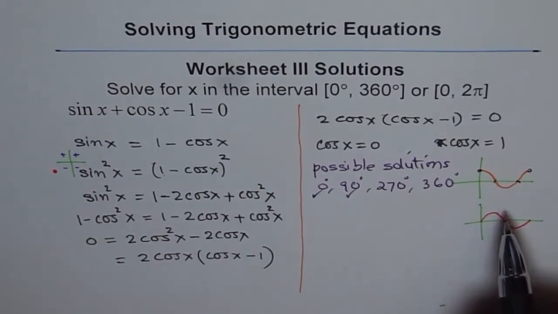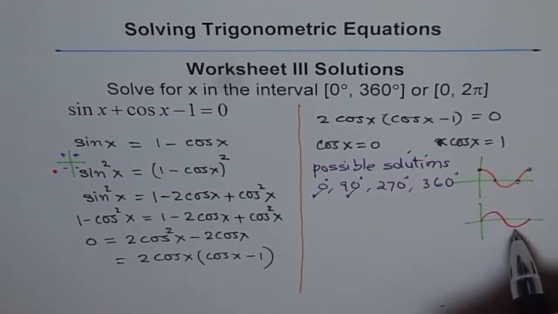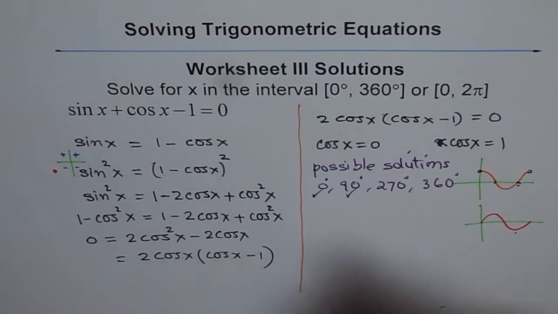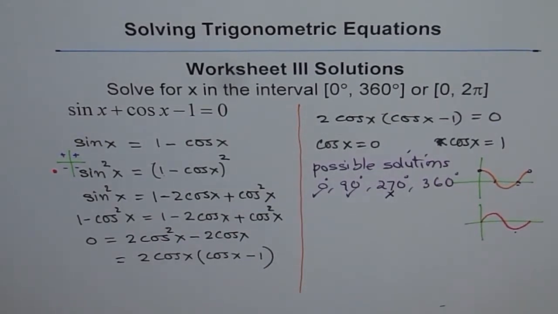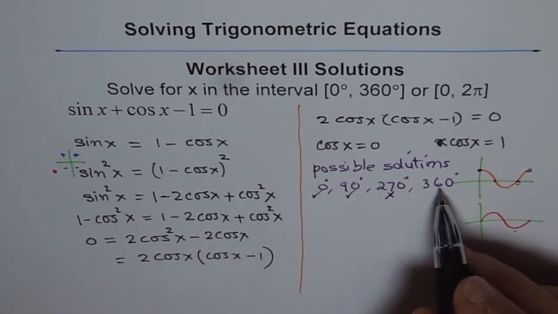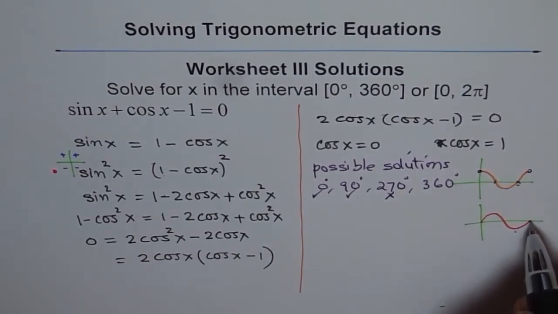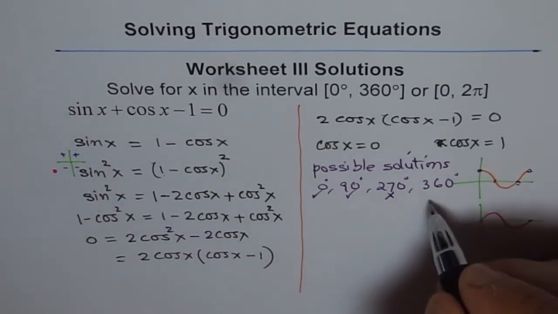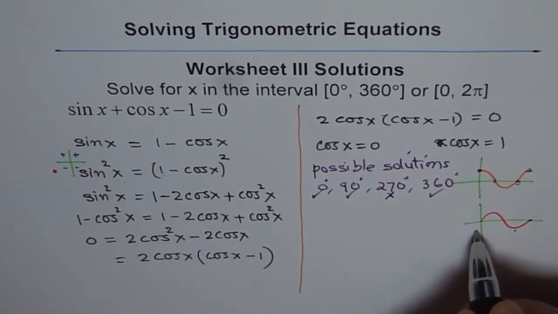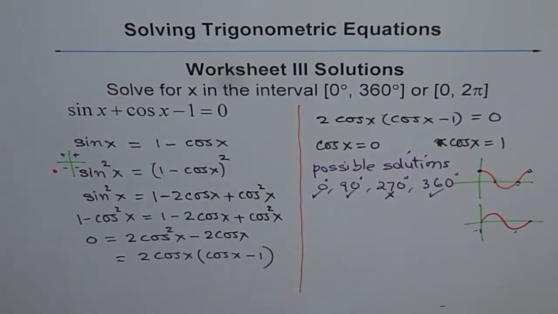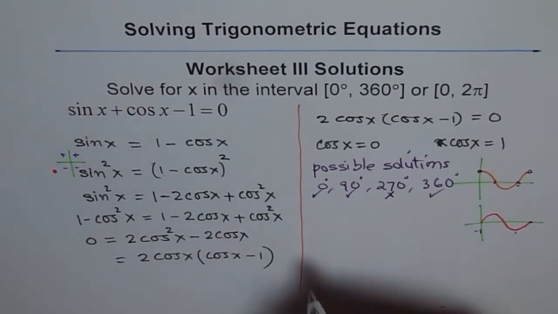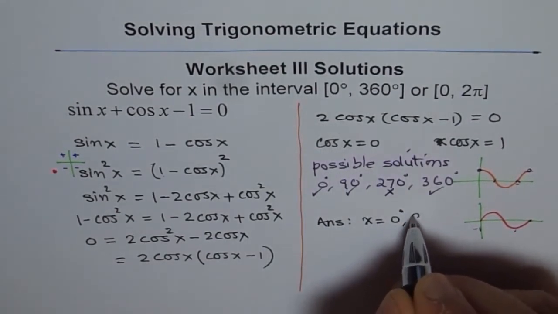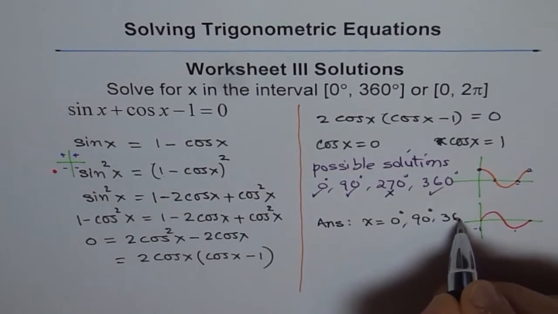Now at 270 degrees, we have minus 1 for sine and 0 for cos. So minus 1 minus 1 actually is minus 2. So this does not work for us, correct? And the last one is 360. At 360 we have 0 for sine and we have 1 for cos. So 1 minus 1 is 0, correct. So it works for us. See, because that was minus 1, it didn't work because we made it positive here. So now we can write down our answer, right? So the answer is x equals 0 degrees, 90 degrees and 360 degrees.